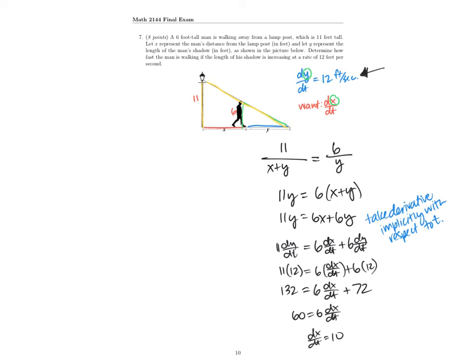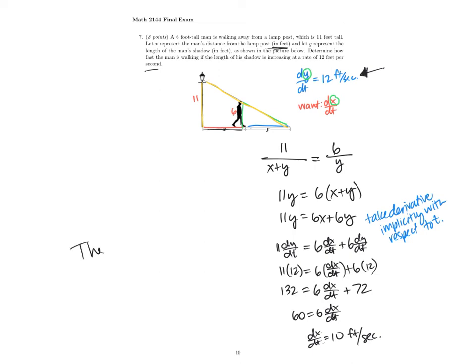10. And then the units for that: x is measured in feet, so x is his distance from the lamppost in feet. So the units of this are going to be feet per, and then what are the units of t? t is measured in seconds because I know dy/dt is in feet per second. So this is also in feet per second. And so that's the man's speed. That's the change in x over time.